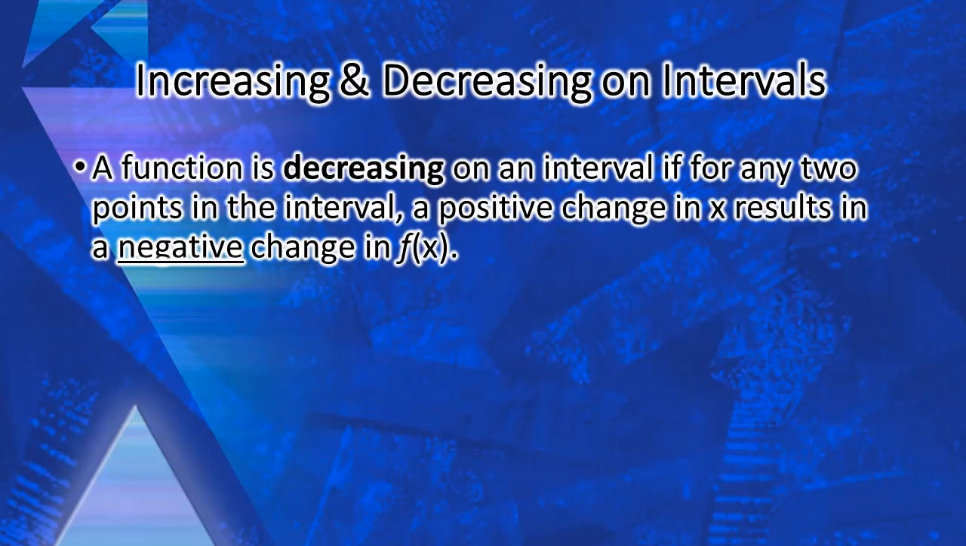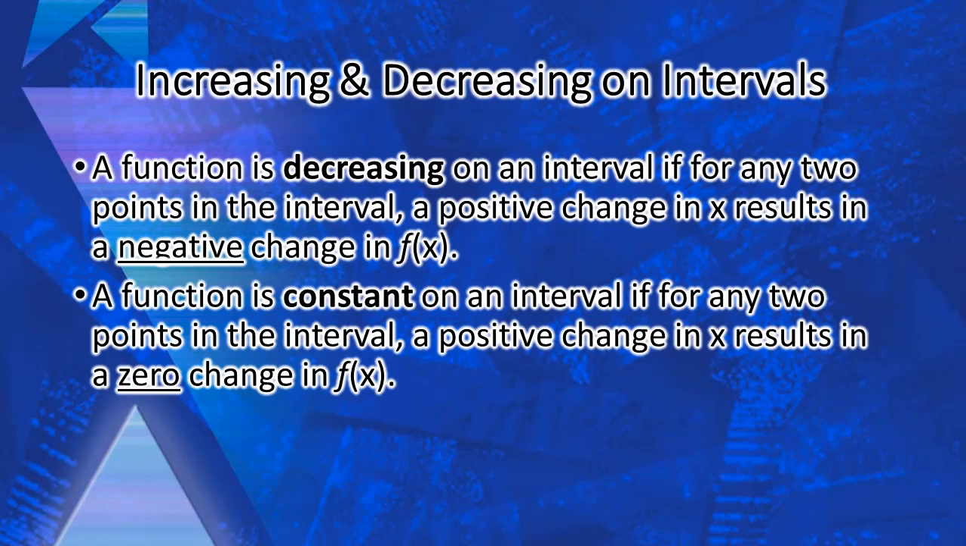If it's decreasing, then that means during that interval, as you increase your x value, your value of your domain, your y value or your range goes down. It decreases. And if it's constant, then that means your change is 0. As you continue on changing your x values, going up in x values, if your y value stays the same, that is considered to be constant.